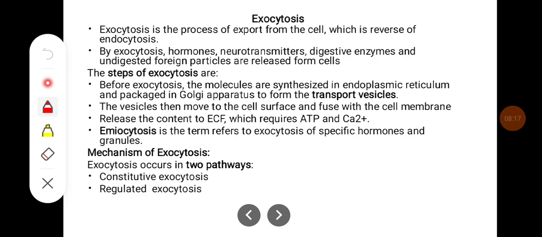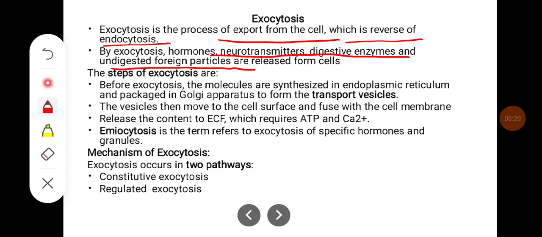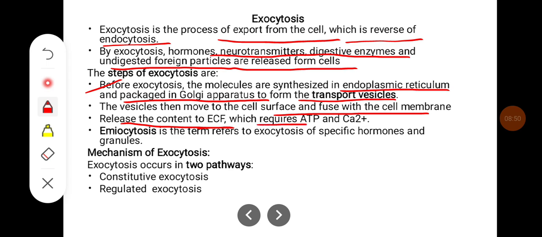Exocytosis is the process of export from the cell, which is the reverse of endocytosis. By exocytosis, hormones, neurotransmitters, digestive enzymes, and undigested foreign particles are released from the cells. Steps of exocytosis are: before exocytosis, the molecules are synthesized in the endoplasmic reticulum and packaged in the Golgi apparatus to form transport vesicles. The vesicles then move to the cell surface, fuse with the cell membrane, and release the content to the ECF, which requires ATP and calcium.